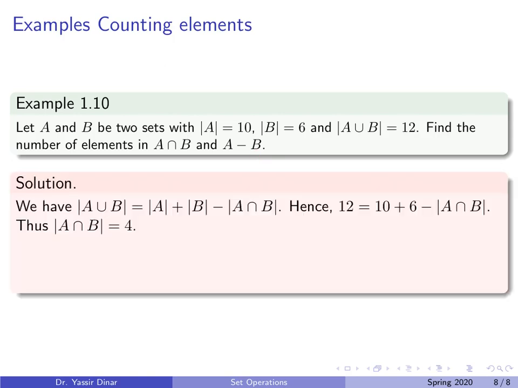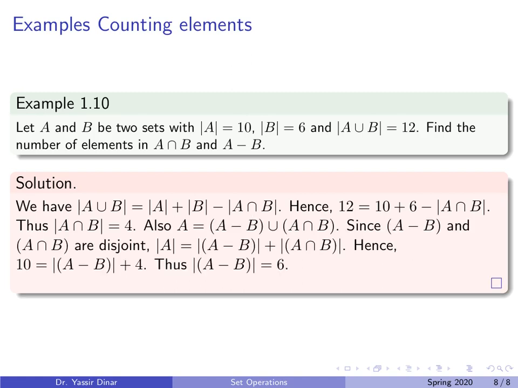The first law tells me that the number of elements in the union is equal to the sum of the numbers of elements in A and in B minus the number of elements in the intersection. I use this formula to find the number of elements in the intersection because I know that the number of elements in the union is 12, in A is 10 and in B is 6, but this one is unknown. Solving this equation, I find that the number of elements in the intersection is equal to 4.